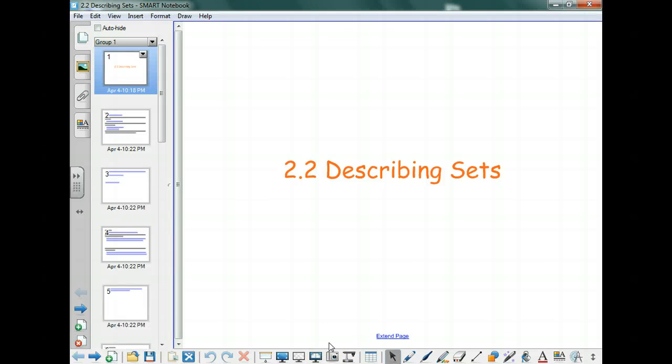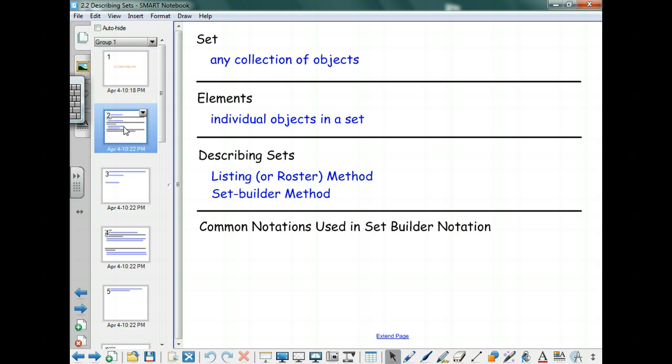Today we're going to take a look at section 2.1, which is describing sets. And to start with, let's do a little bit of vocabulary. All a set is a collection of objects. Okay? So it's very much what you mean when you say, this is my set of history books. It's just a collection of them.